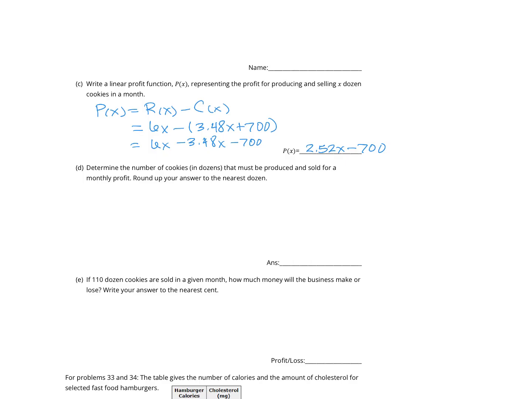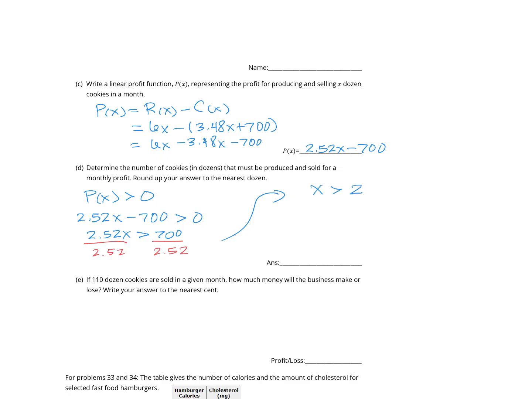All right, so next up, they want us to find out how many cookies we have to sell to break even, to make a profit. So we want our profit to be strictly greater than 0, which means we're solving 2.52x minus 700 strictly greater than 0. That's a really easy inequality to solve. We just add 700 to both sides, and then divide both sides by the 2.52. And that's going to take us to x being greater than, and we do get a decimal number.